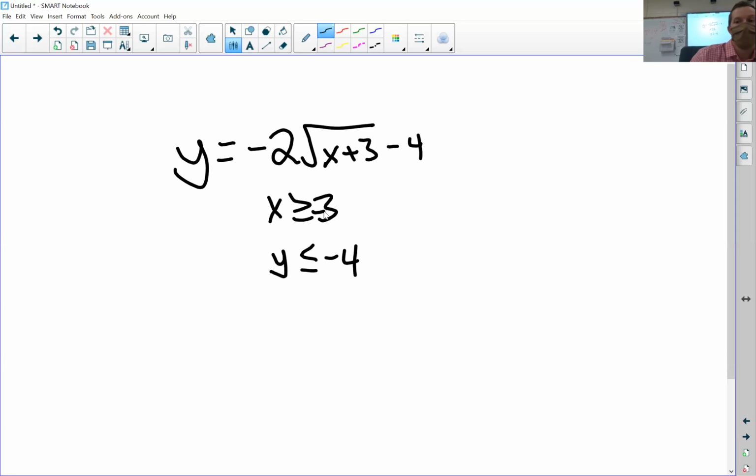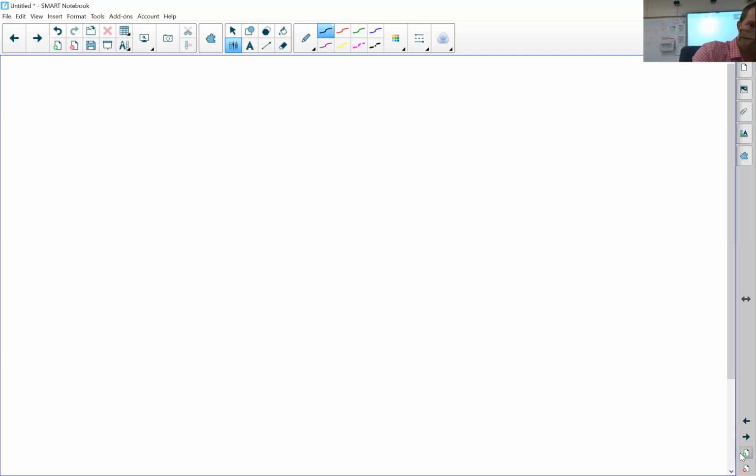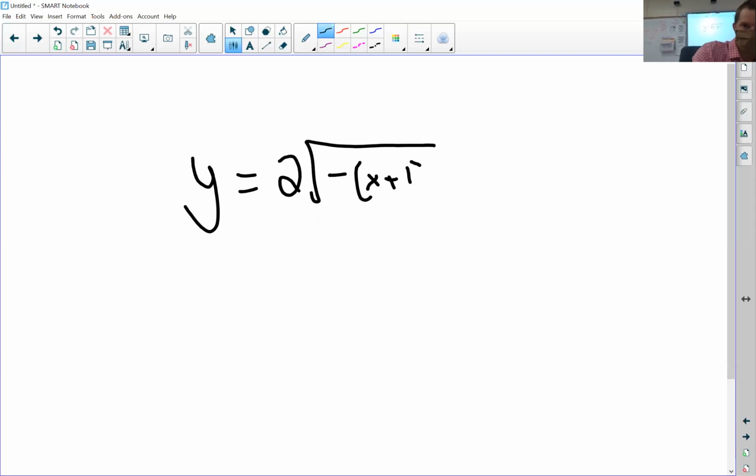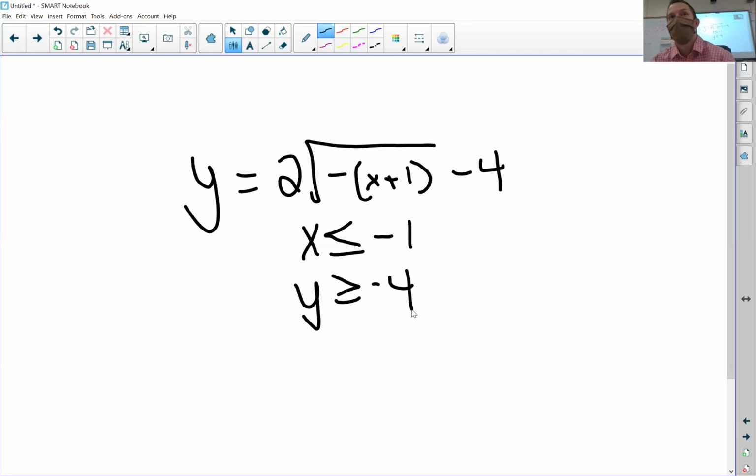I'll absolutely do one with a reflection over the y. So my domain is -1, but notice how it's negative on the inside. So that's going to flip it over the y-axis. So all of my x values are now on the left side. Does that make sense now? What about my range? The domain is actually pretty easy. You just have to pay attention to those reflections. Fair enough? All right, we're continuing our review parade here.